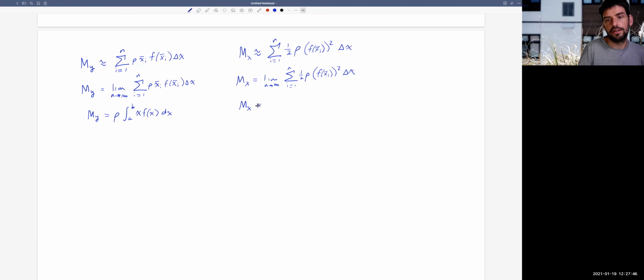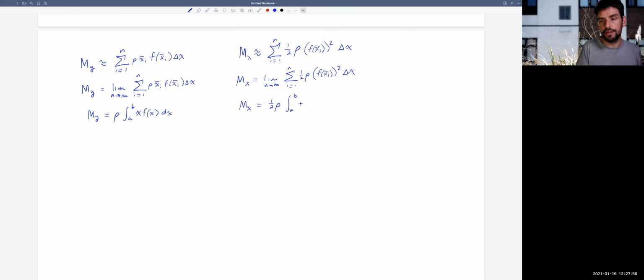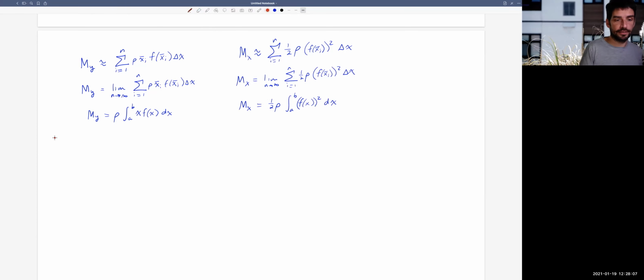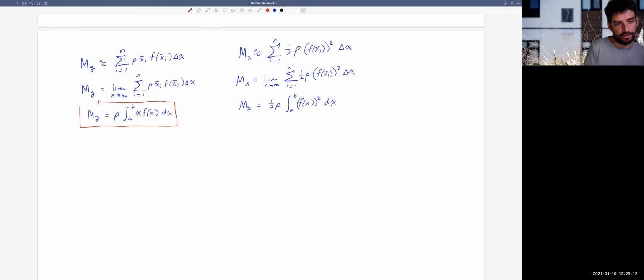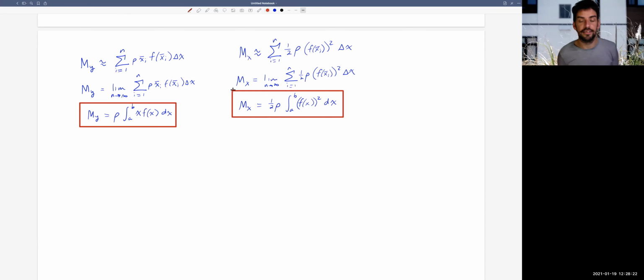again, I can take my constants out front. So I'll have 1/2 rho integral from a to b f of x squared dx. And there are two formulas for the moments of a lamina as described above, right? So this is a lamina where it's a single function and it's the space between the function and the x-axis on this interval.